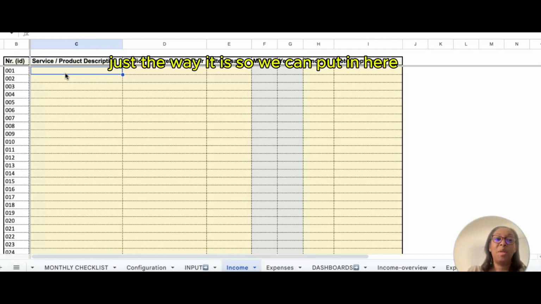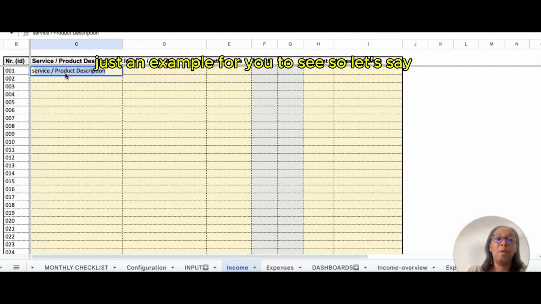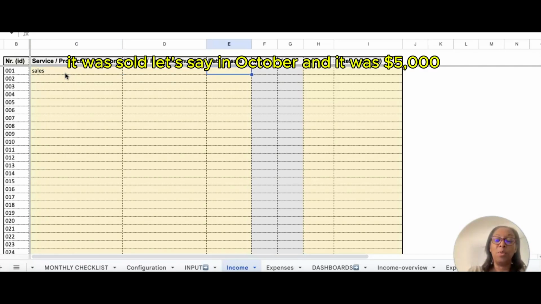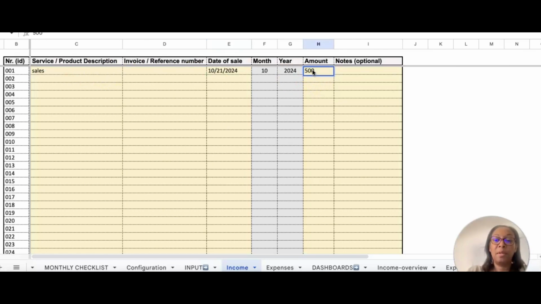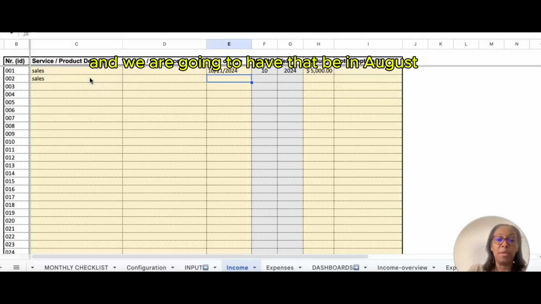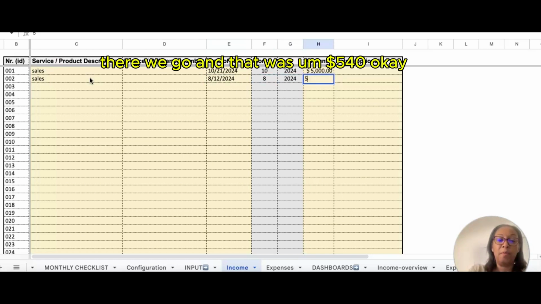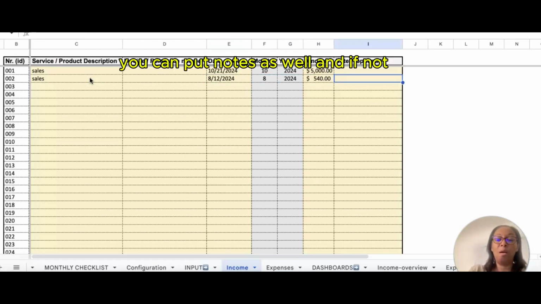And so we could put in here just an example for you to see. So let's say you had some sales. I'm just going to make it generic sales for now. It was sold, let's say, in October, and it was $5,000. And let's say you sold another item, and we are going to have that be in August. There we go. And that was $540. Okay, you could put notes as well, and if not, that's totally fine as well.